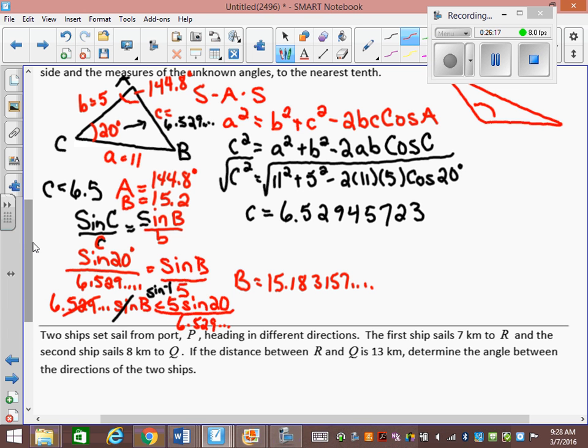Okay, your triangle has to make sense. Your smallest angle then would be 15 point something, 15.2, and then the smallest side's across from it. Your next angle, which is 20, then 6.5, then 144 and 11. So the biggest angle needs to be across from the biggest side and the smallest angle across from the smallest side. Yeah.